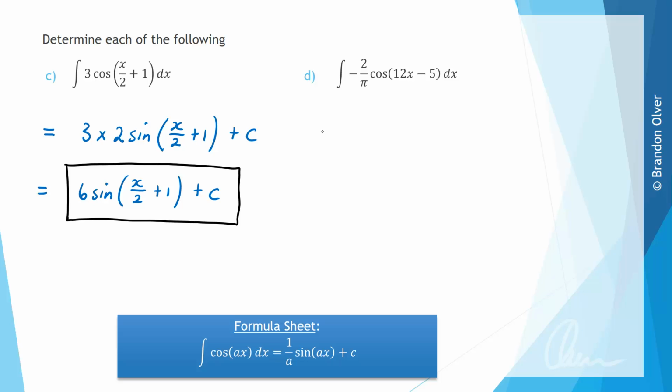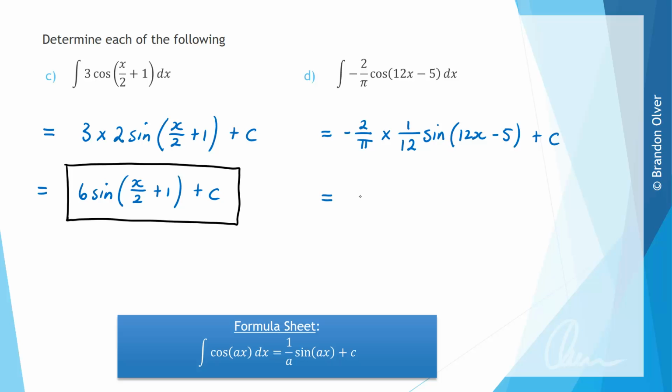And now finally we'll do example D, which is the integral of negative 2 divided by pi times cos of 12x minus 5 dx. So we leave the negative 2 on pi, which is just a constant that's multiplying the cosine function. So it's still going to be a constant that multiplies our antiderivative. Following these instructions on the formula sheet, it's going to be 1 over a, so that's 1 over 12, multiplied by sine of 12x minus 5 plus c.